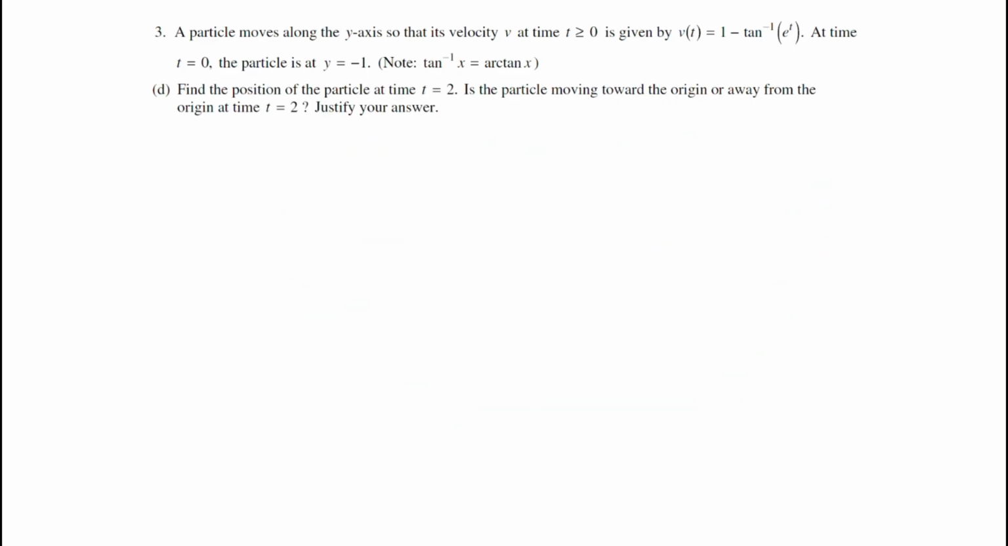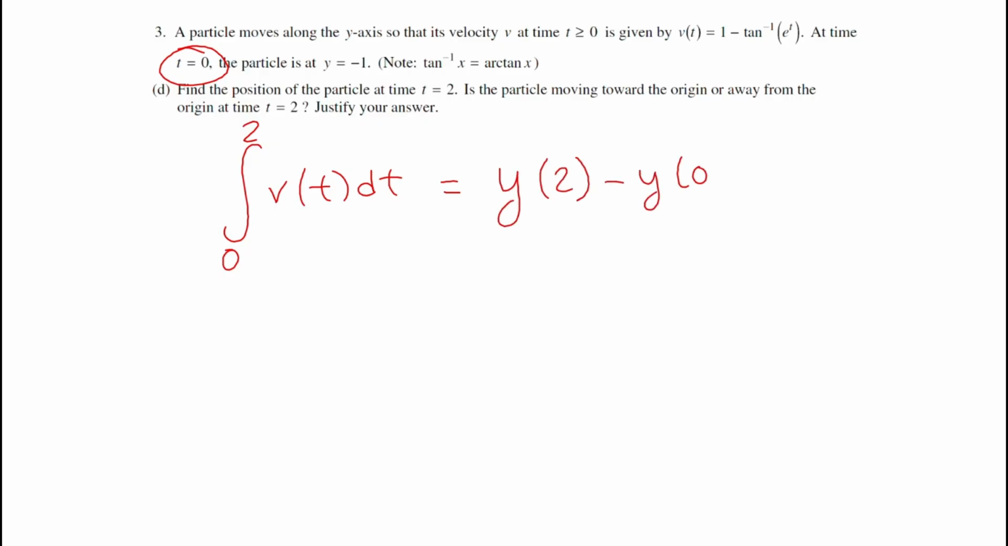And in part D, we want to find the position of the particle at t equals 2. And then we want to know, is the particle moving toward or away from the origin at that time? So to find the position of the particle at t equals 2, well, displacement is an integral of velocity. So if I integrate the velocity from 0 to 2, and I'm picking 0 because I know what the position at 0 is already, that should give me the position, and we'll call it y of 2 minus y of 0.